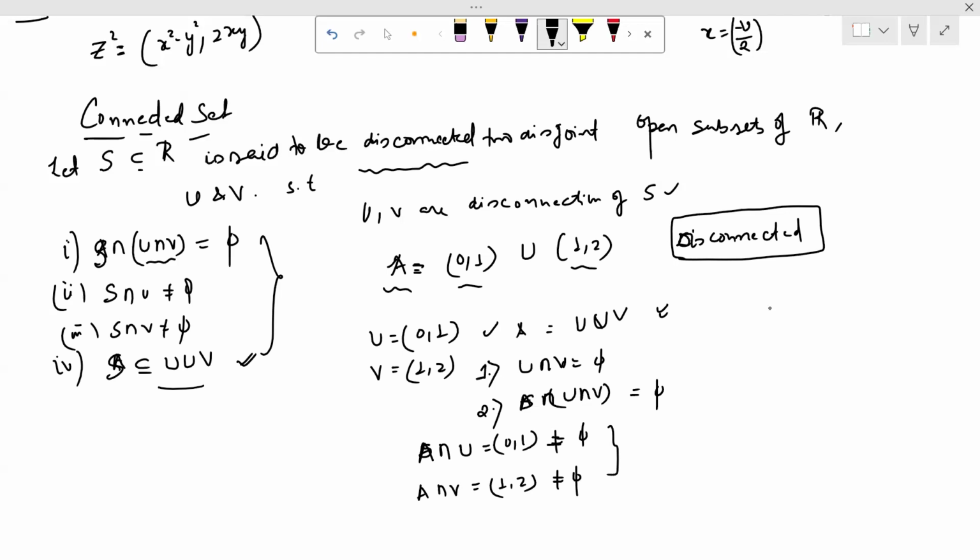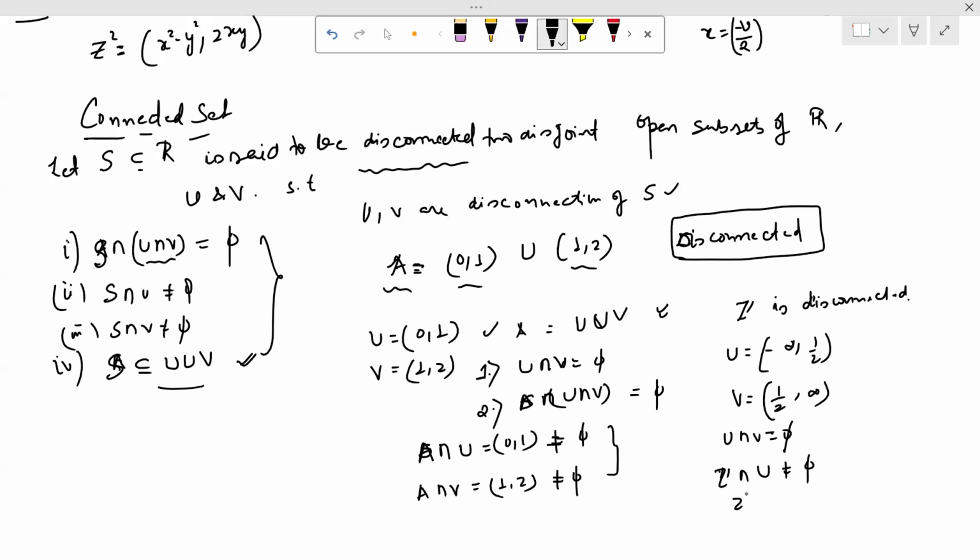Yes, sir. Okay. Similarly, the set of integers is also disconnected. Just choose anything. Let's say we choose U equal to minus infinity comma 1 by 2, and V equal to 1 by 2 comma infinity. And you know that this U intersection V is empty. If I take the set of integers and intersect with U, it is certainly non-empty. If I take intersection with V, it is also certainly non-empty.